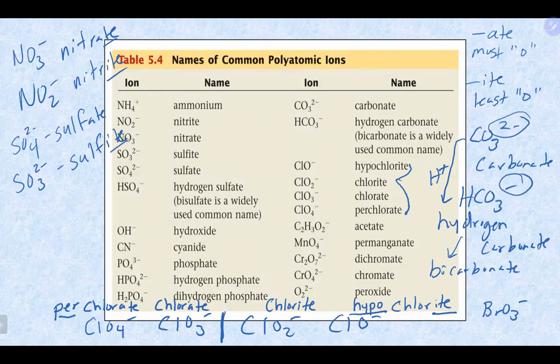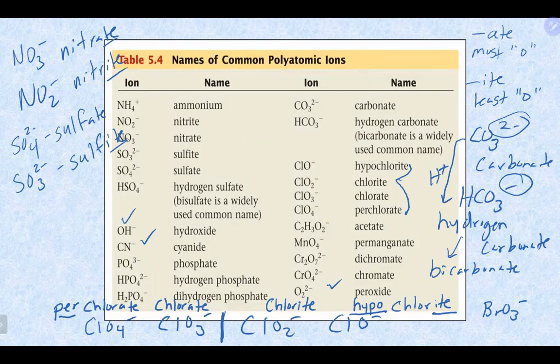Not all polyatomic ions end in ate or ite. There are some that end in IDE, like hydroxide, cyanide, azide. There's a bunch of some that do, peroxide, which is over here, end in IDE. But a vast majority of them, again, do end in either ate or ite.